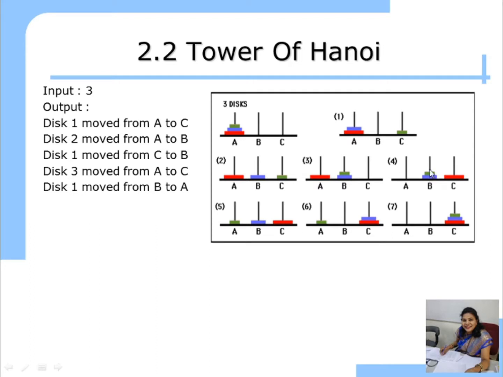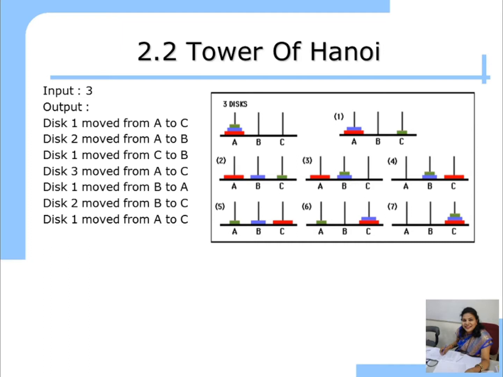Disc 1 was the green disc. You move it from B to A. Next step is what? Move disc 2 from B to C. See? Disc 2 from B to C. And last, move disc 1 from A to C. So how many moves do you require to move 3 discs from A to C using B as a temporary pole? 7 moves. For 2 discs you require 3 moves, and for 1 disc you require only 1 move.